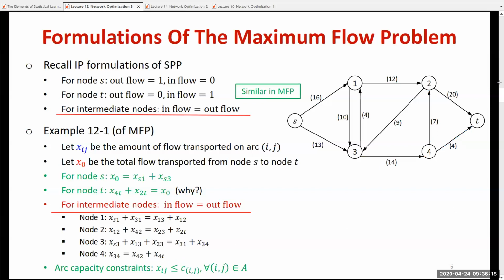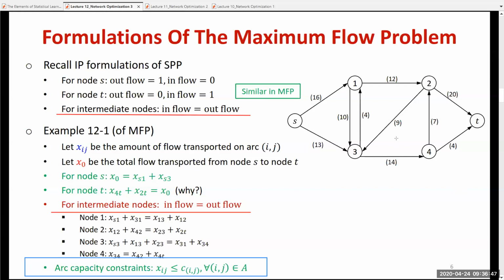And after this, do not forget to add all these constraints. This tells me the arc capacity: xij must be less than or equal to cij. This cij means the numbers here. So for example, you should have xs1 less than or equal to 16, xs3 less than or equal to 13, x13 less than or equal to 10, and so on. List this for all these arcs, okay?